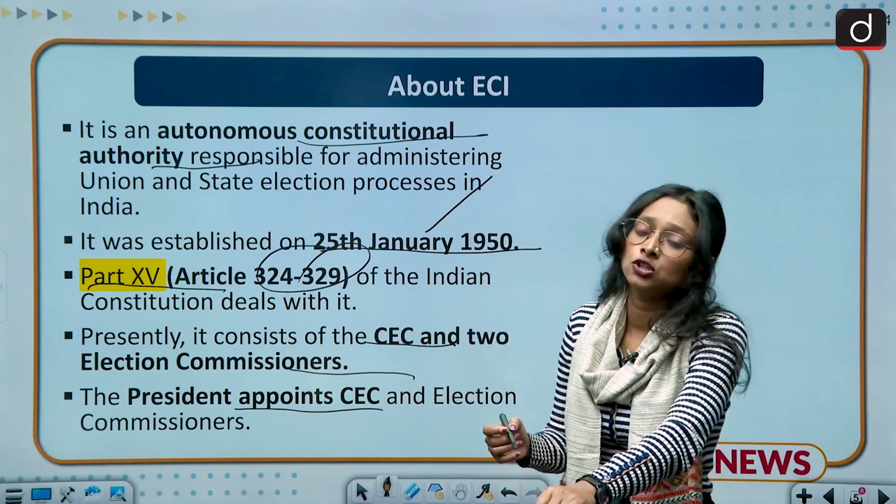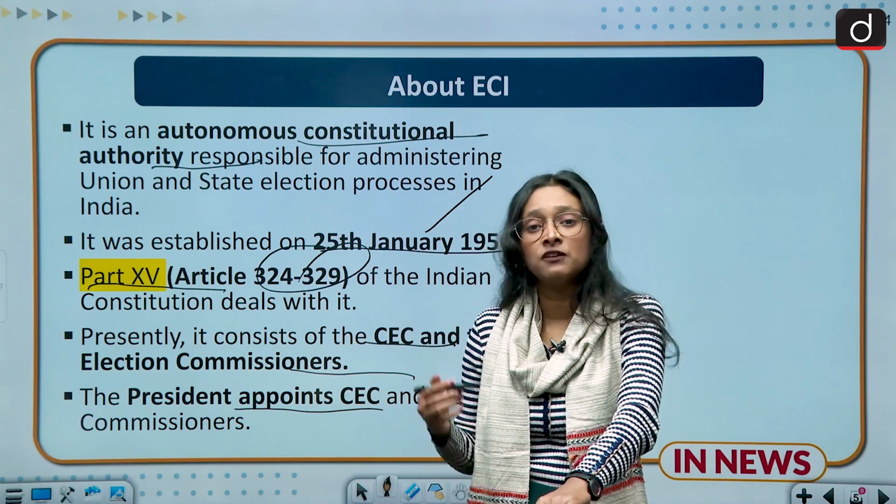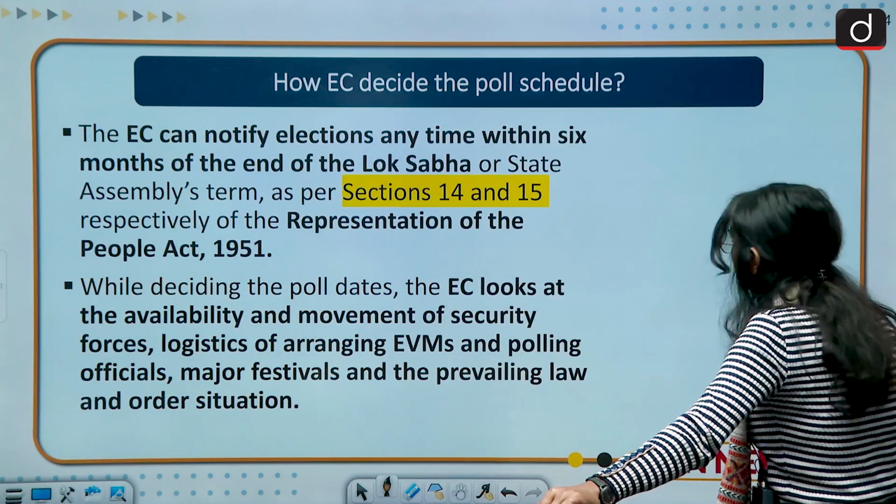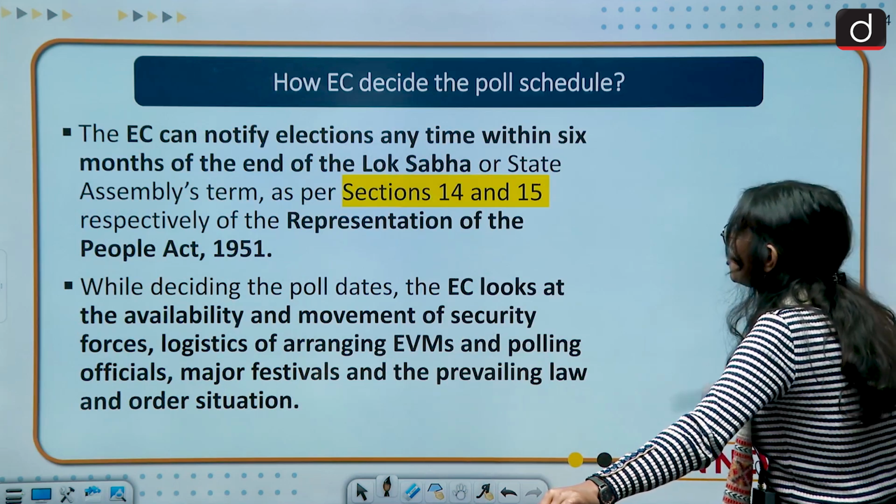So in the comment section you have to answer who is the Chief Election Commissioner of India. So moving to the next slide, which is about how the EC decides the poll schedule.